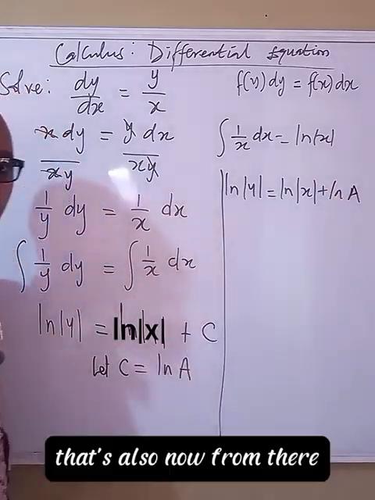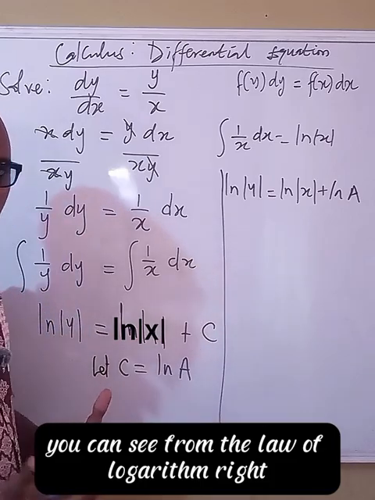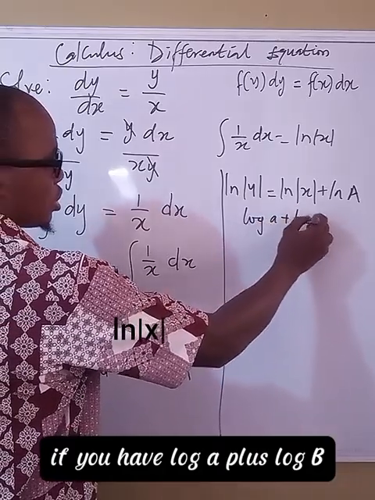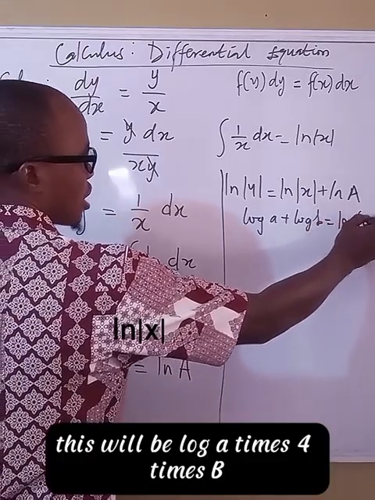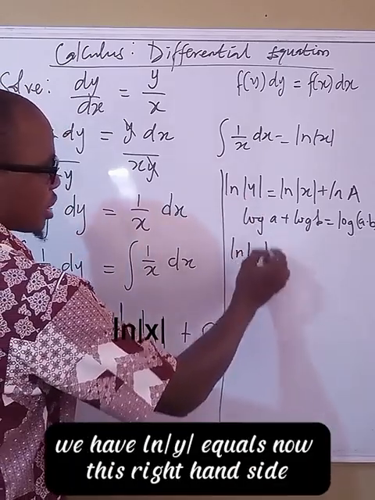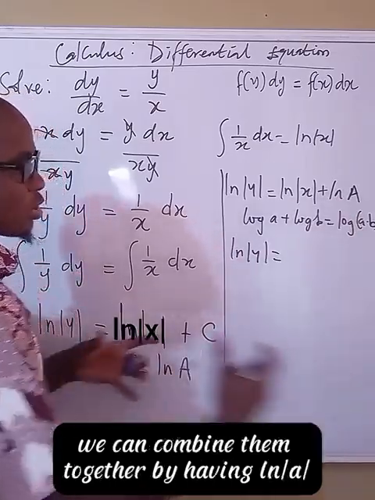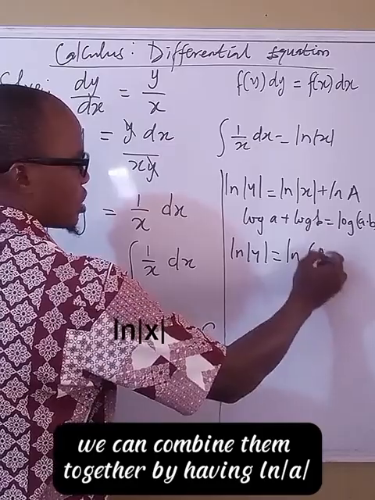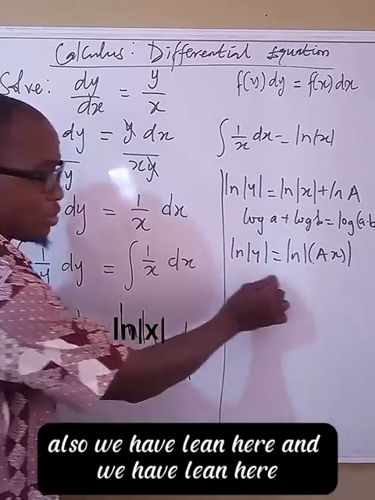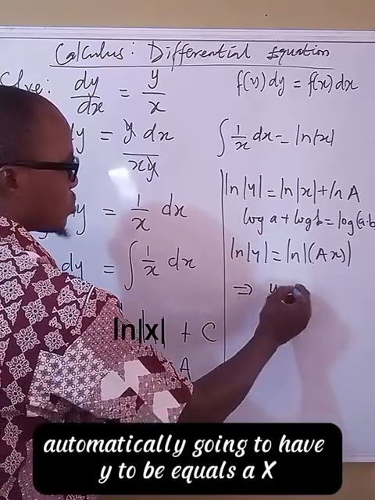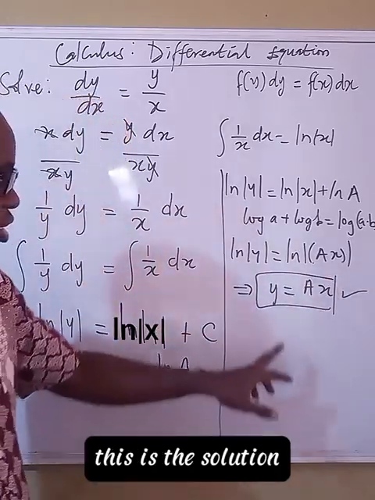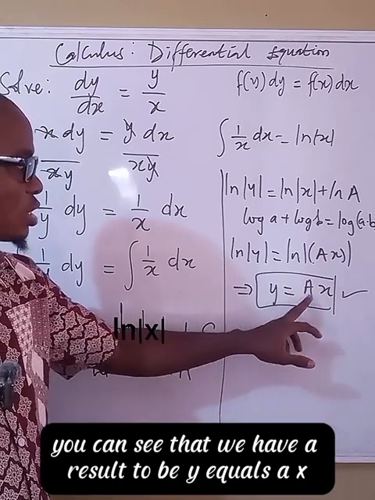Understood? So now from the law of logarithm, if you have log a plus log b, this will be log of a times b. So you have to multiply the arguments together. The same thing we're going to do: we have ln y equals, and this right hand side we can combine together to have ln ax. Now looking at these two sides, we have ln here and we have ln here. Automatically you're going to have y equals ax. Now this is the solution.